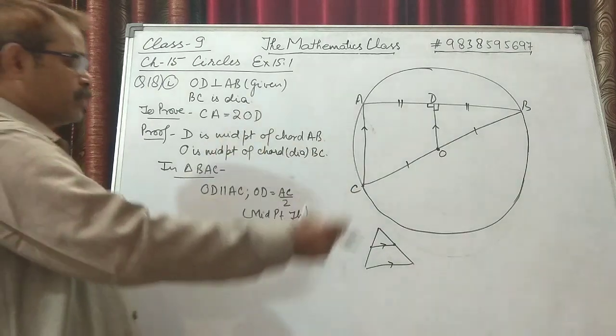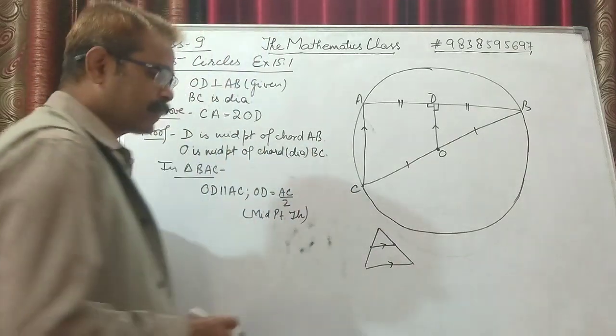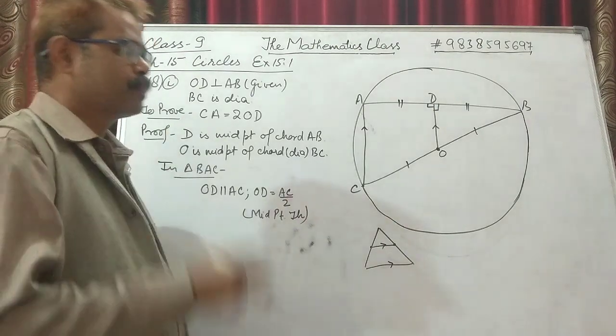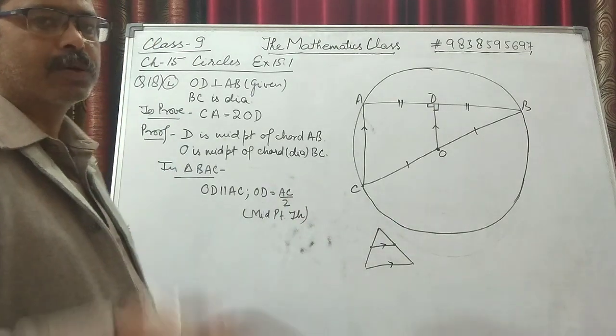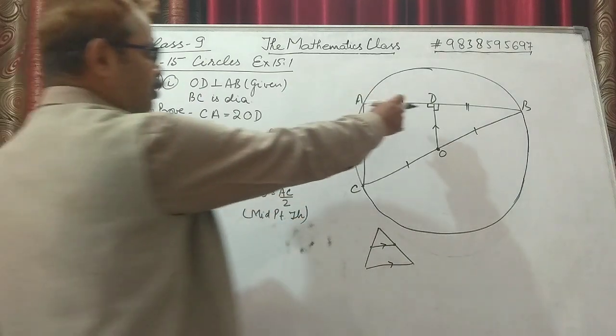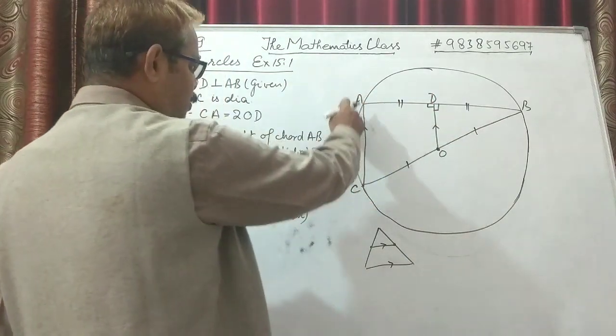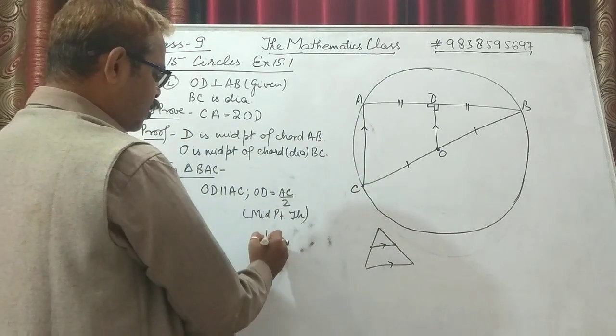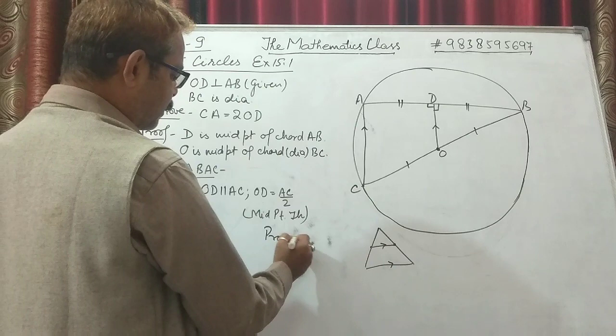Because we know that in a triangle, if a line joins midpoints of two sides of a triangle, then it is parallel to the third side and equal to half of the third side. So this line OD is equal to half of the third side, AC. So that is your proof, hence proved.